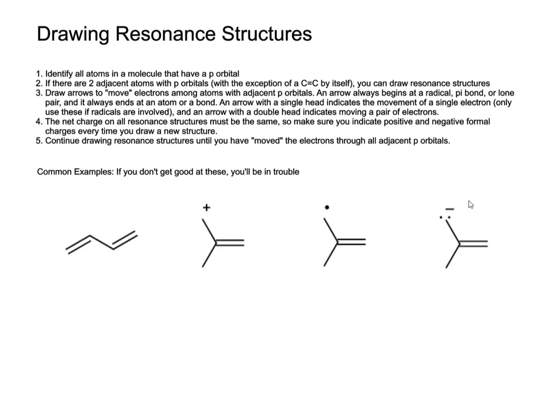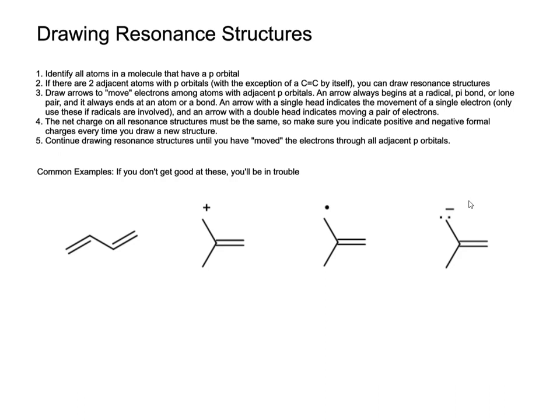And then again, we're looking for 2 adjacent atoms with p orbitals, with the exception of a carbon-carbon double bond by itself. So if you have that, you can draw resonance structures. So then we're going to draw arrows to move electrons among those atoms with adjacent p orbitals.